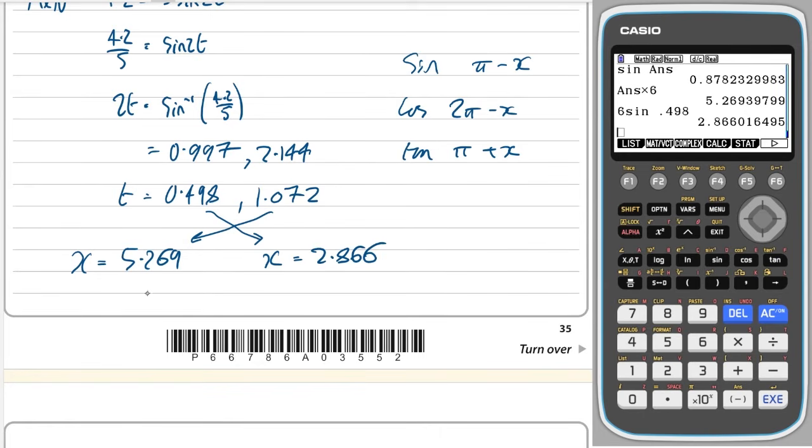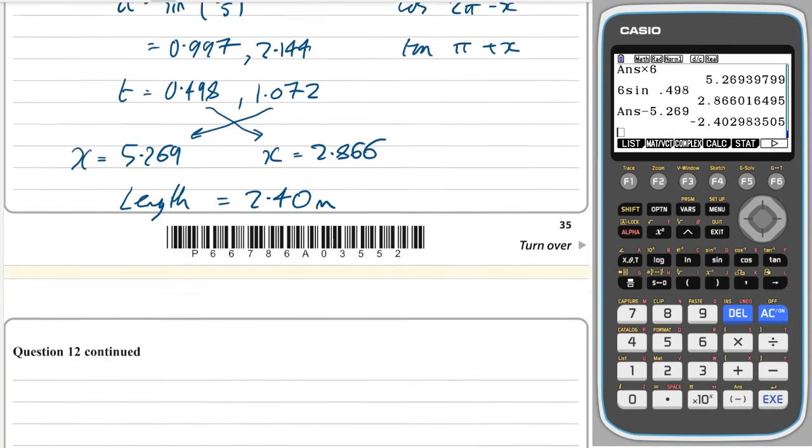And then finally the gap between them, so my length is the gap between them, so I would do one minus the other and get a gap of 2.4 meters. Brilliant.